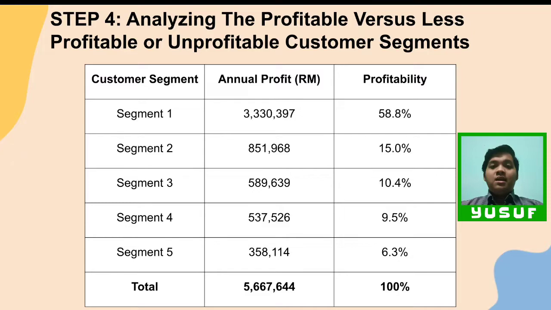The next step is analyzing the profitable versus less profitable or unprofitable customer segments. The customer segments are ranked according to profitability. From the table, we can see that the highest contribution to the hotel profits comes from the corporate clients, which are segment 1. This is because they tend to book the meeting rooms for discussion with other business visitors and also entertain people at the cafe for lunch and dinner at the hotel restaurant.